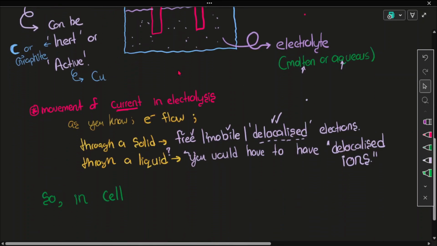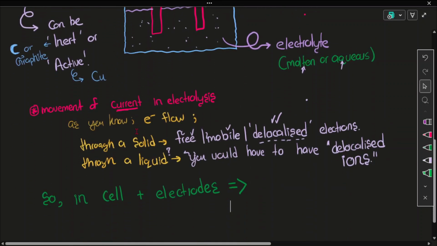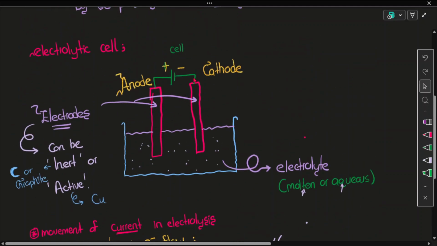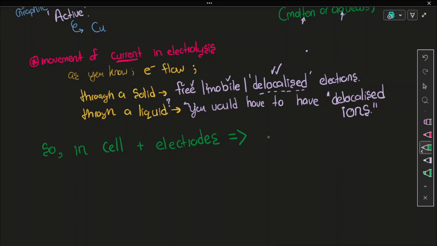In the cell, what cell? This cell, and along with the electrodes. So simply speaking, what do the cell and electrodes belong to? Are they solids? Are they liquids? This is a metal bar, this is a metal bar, these are wires, and the cell is simply made out of metals as well. So in the cell as well as the electrodes, remember we're talking about the current, current flows by electrons, not just electrons, delocalized electrons. Okay, current flows by delocalized electrons.